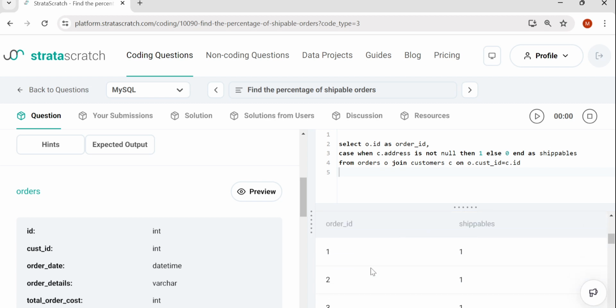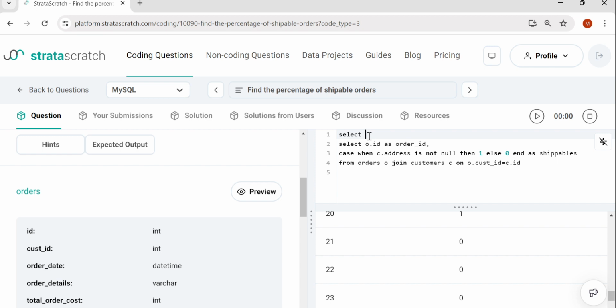You can observe here, these are the order IDs. Now you can see this particular order is shippable, so we return it as 1. If it is 0, then it is not shippable. Likewise, you can observe here, if it is shippable, then it is 1. If it is not shippable, then it is 0. Now how can you return the percentage of shippable orders? The sum of those non-zeros divided by the total number of orders. That's how you find the shippable percentage, right?